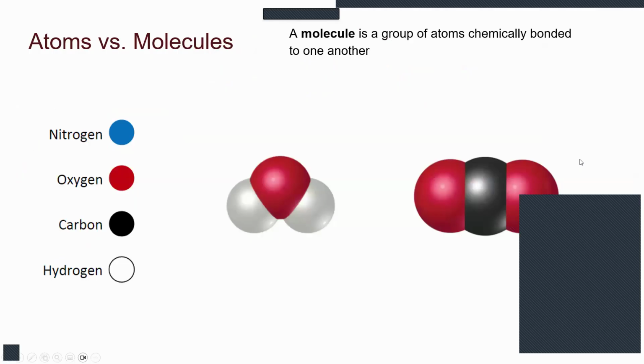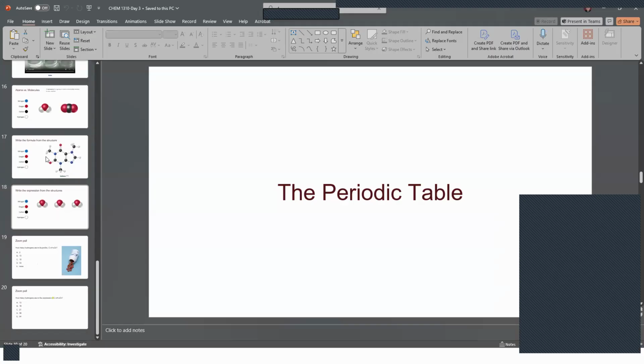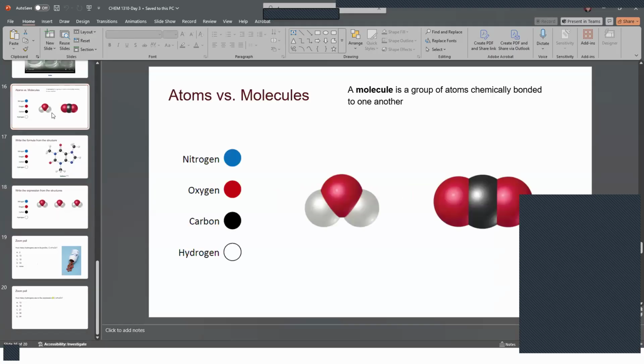Okay. Now, atoms and molecules. And I think that this is going to be our last slide for today for the slide deck. Okay, actually, you know what? I've got 3 slides after this, and then 3 more slides.